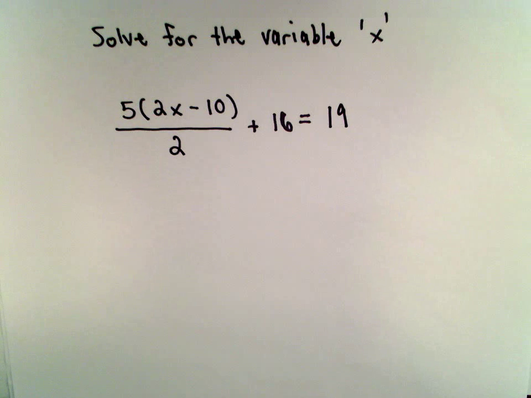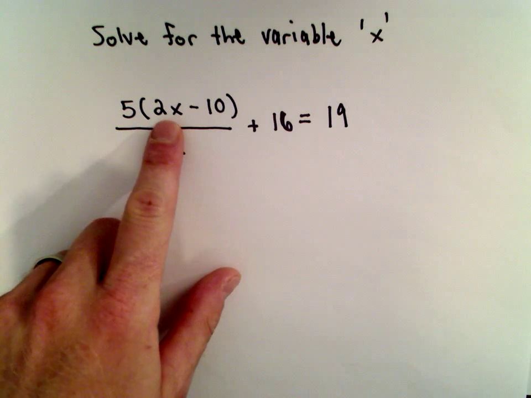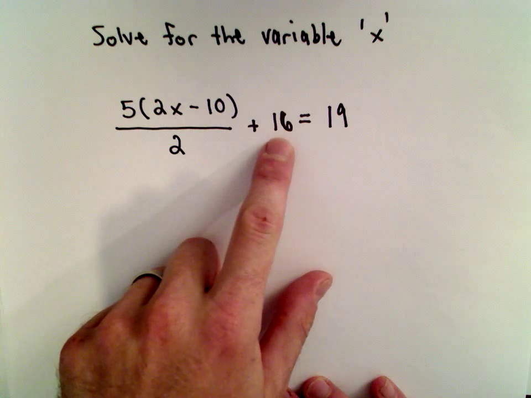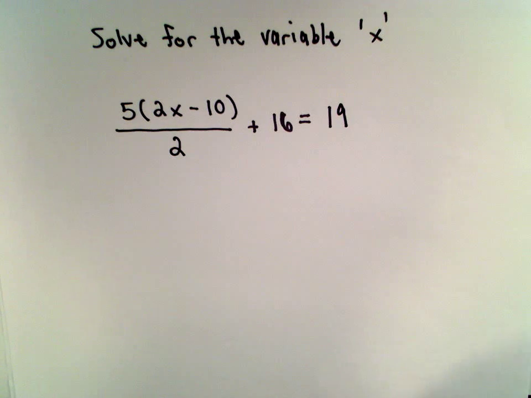Okay, in this problem we're going to solve for the variable x, and we have the equation 5 multiplied by the quantity 2x minus 10, all of that being divided by 2, plus 16 equals 19.